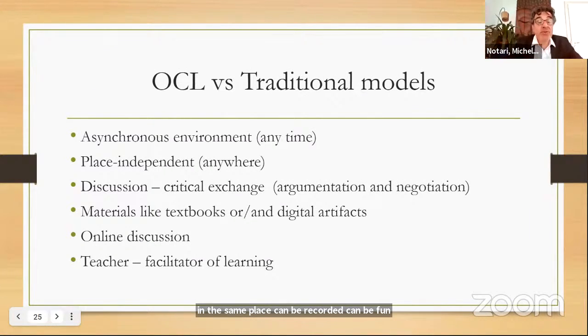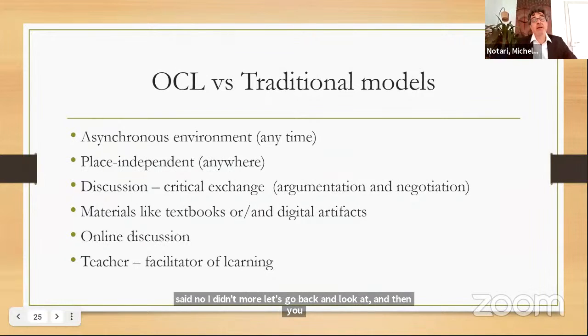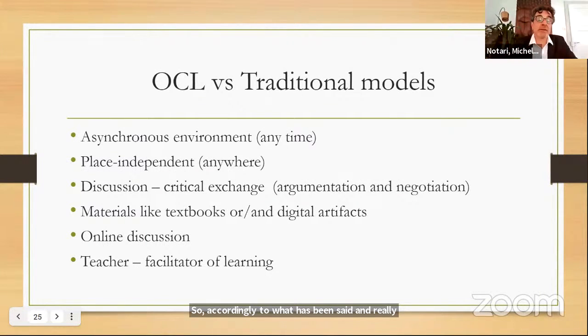You know what happened, and you can say, "Oh, but you mentioned that before," and then you say, "No, I didn't." Well, let's go back and look, and then you can. So according to what has been said, technology can really help to have this critical exchange. Of course, if you have an offline collaboration, you have textbooks, digital artifacts, the internet for search, and other tools as well.